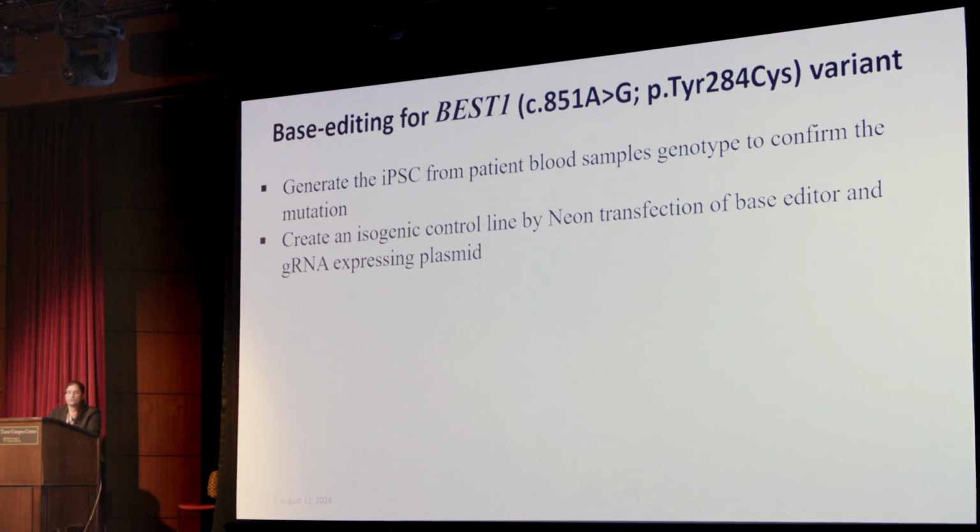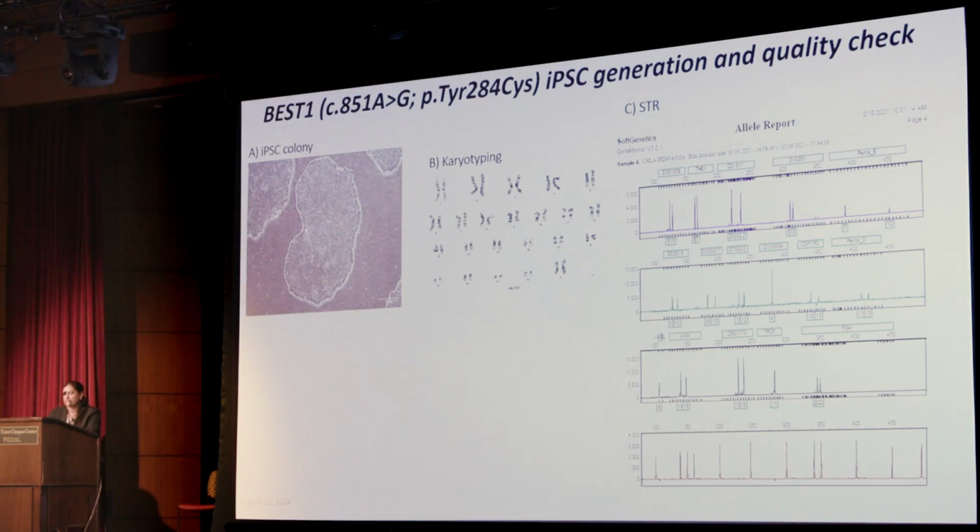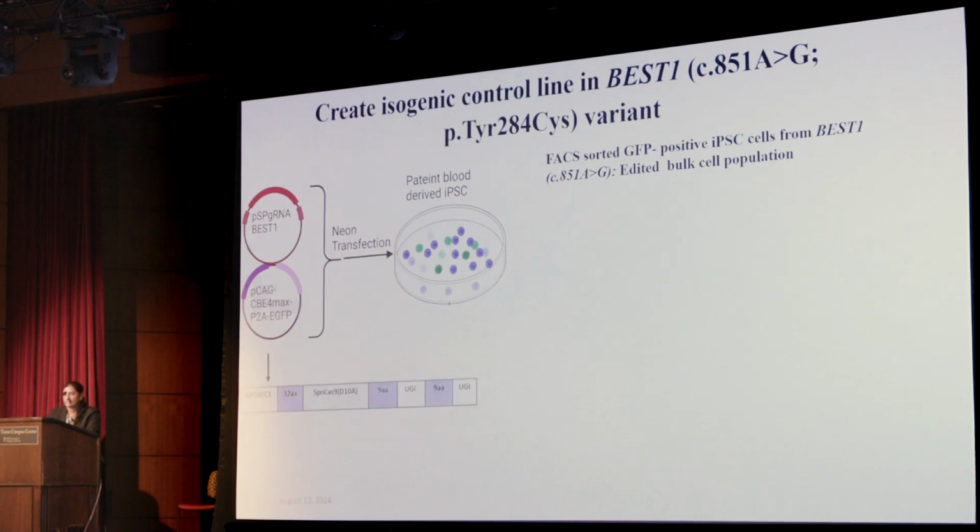The first step for us is to generate iPSCs from blood, so we collected blood from this patient, created an isogenic control line, and differentiated the iPSCs to RPE cells. The ultimate goal is to deliver the base editor using a virus. First we created the iPSCs using our stem cell core facility at CHLA. We did a quality control check, confirmed the genotype, and then used this clone for our further experiments.